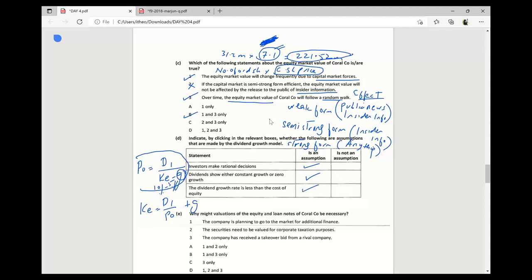This is also an assumption, all three are answers. Investors make rational decisions, that's written. Dividends show either constant growth or zero growth. Growth rate is less than K.